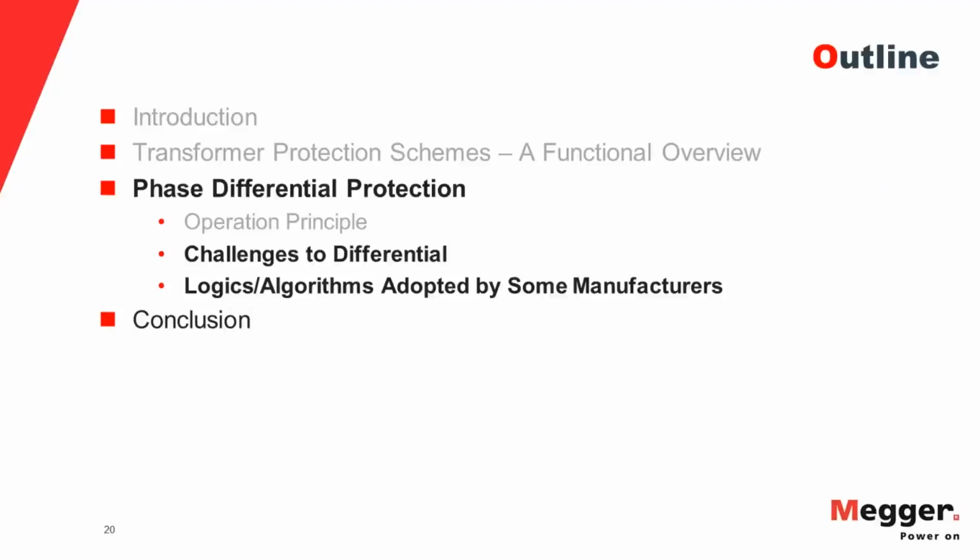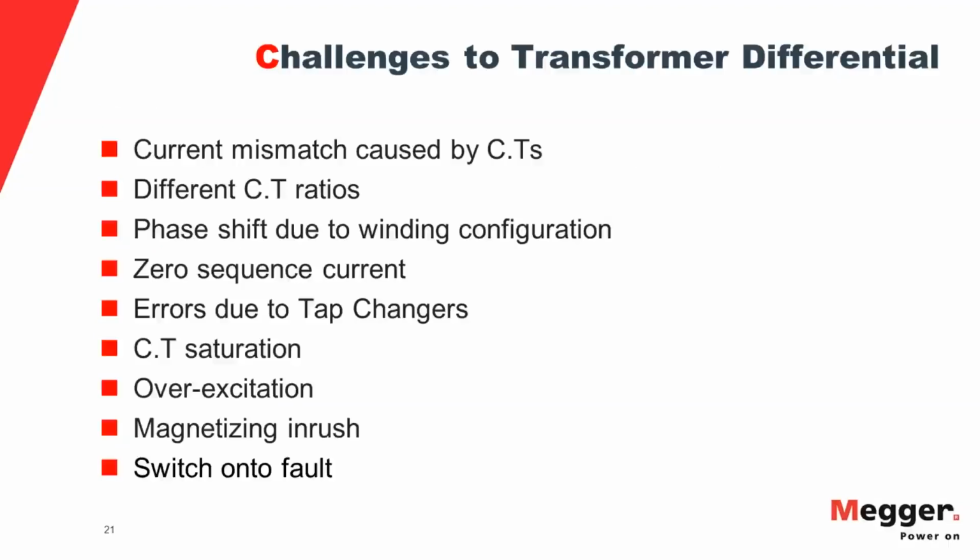So I've listed a few challenges here. Current mismatch caused by CTs, different CT ratios, phase shift due to winding configuration, zero sequence current, errors due to tap changes. I'm going to talk about each one of the challenges one by one, and then I will discuss some of the methods adopted by relay designers to address each challenge.